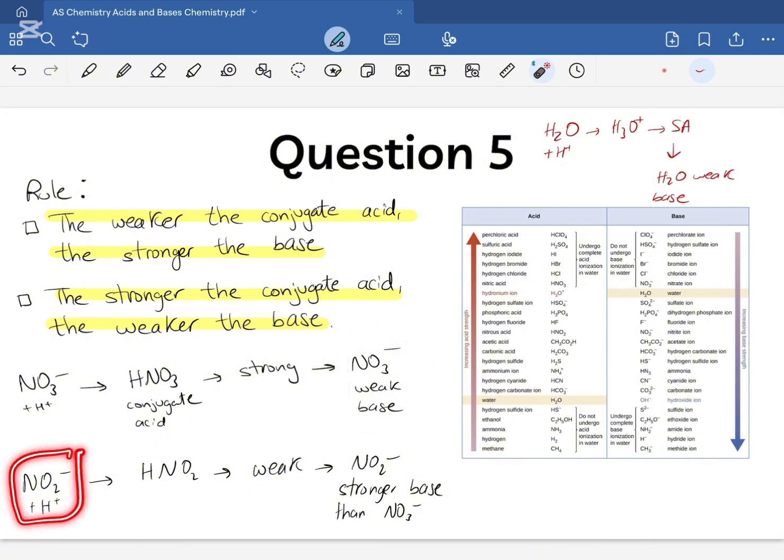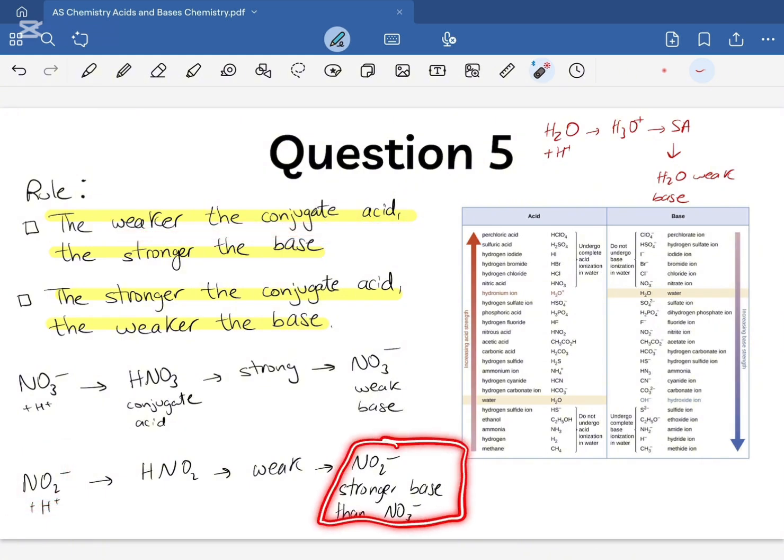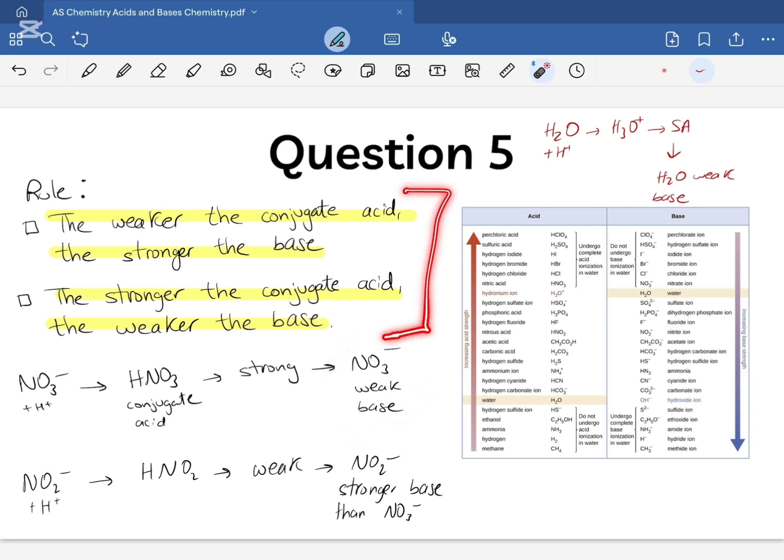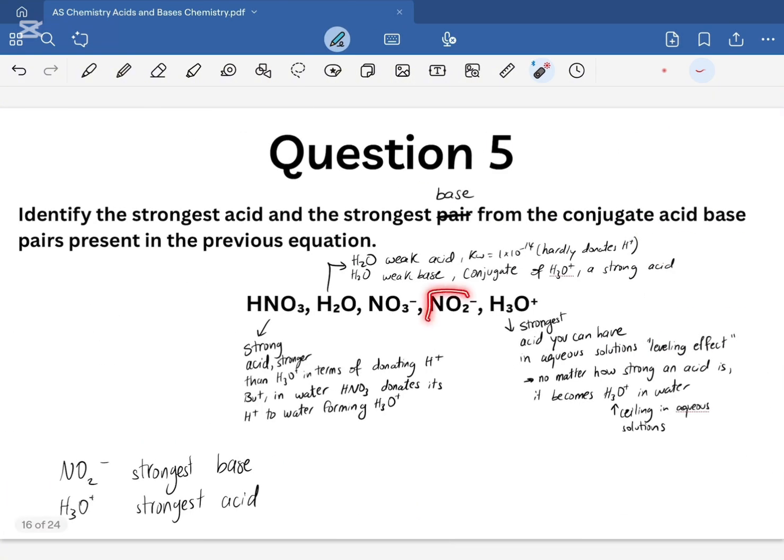Now NO2 minus, if we add an H plus, we can find its conjugate acid, which is HNO2. It is a weak conjugate acid for the NO2 minus. Therefore, the NO2 minus is going to be a stronger base than NO3 minus. So these are the rules that we need to remember when we want to compare which acid or which base is stronger. So NO3 minus is a weaker base than NO2 minus because the conjugate acid of NO2 minus is weak. Therefore, the NO2 minus is going to be stronger than NO3 minus.